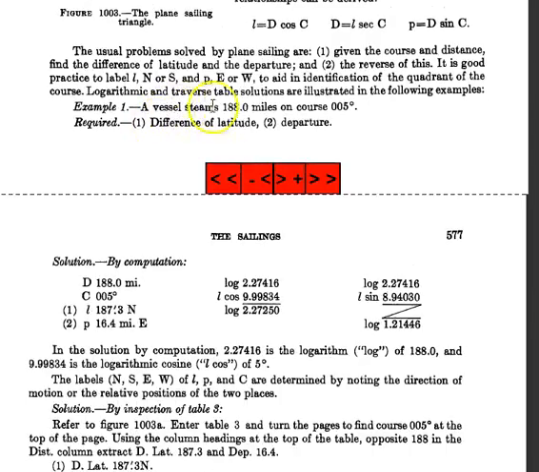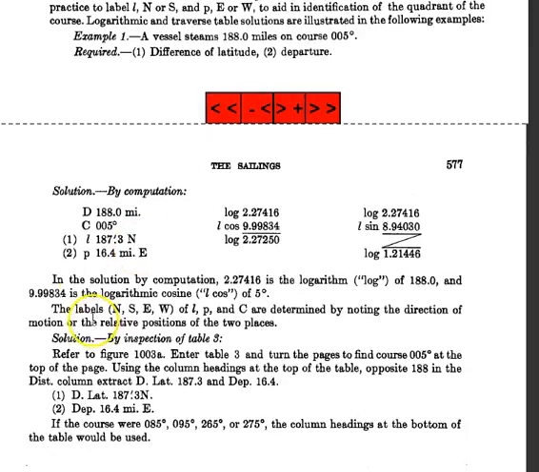So here's example one. A vessel steams 188 miles on a course of 005. Find the difference of latitude and find the departure. Well, you're going to use two of these formulas up here, and then they show you that right there, D and C. So you're going to use the 188 miles on course 005. You're going to use this formula here, and that's going to give you L. And then you're going to take that value and go over here and you'll get P. Pretty basic.